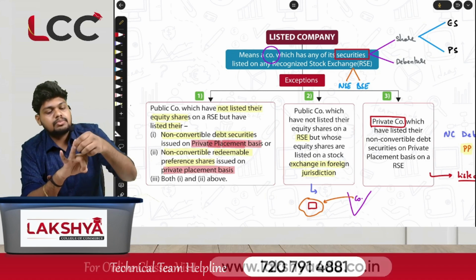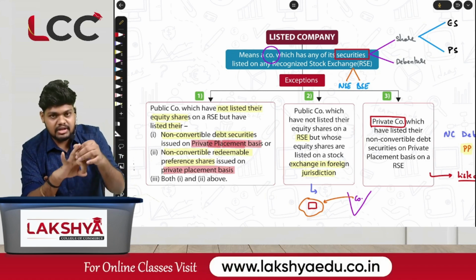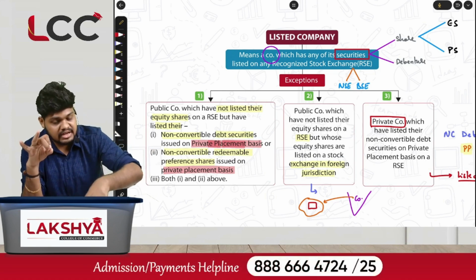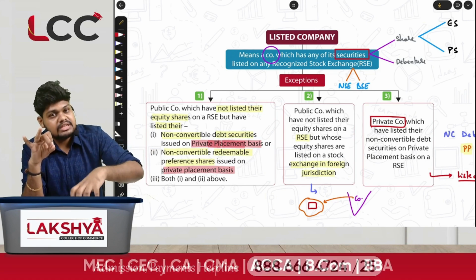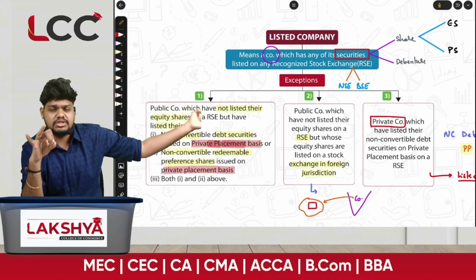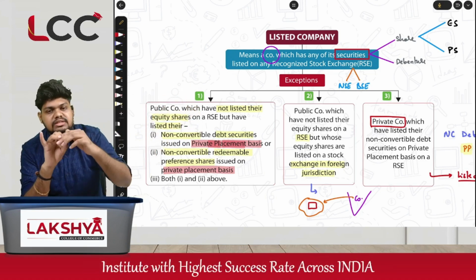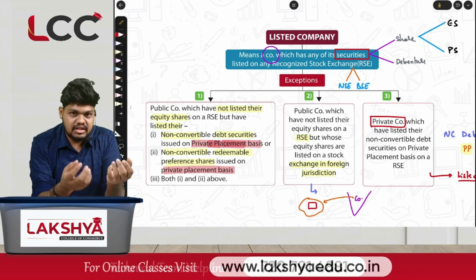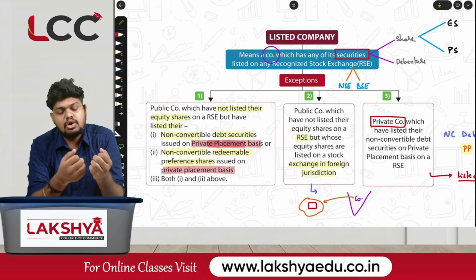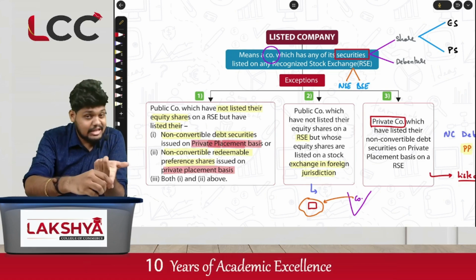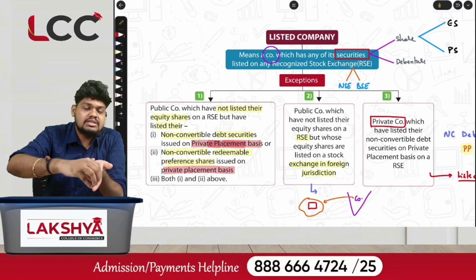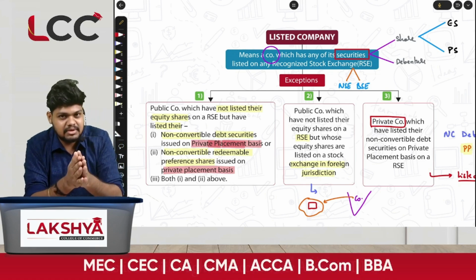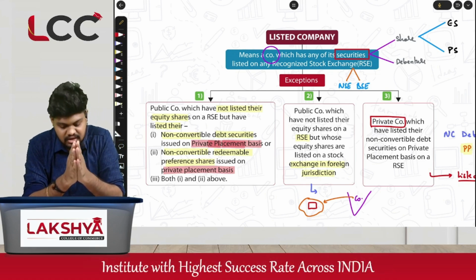The second exception is where a public company is issuing equity shares, but those equity shares are not listed on a recognized stock exchange in India, but are listed on a stock exchange of a foreign jurisdiction outside India. They are not considered a listed company. Third case, where it is a private company which has raised money by issue of non-convertible debt securities, and those debt securities are listed on a recognized stock exchange, but they are issued on a private placement basis. They are still not considered a listed company.